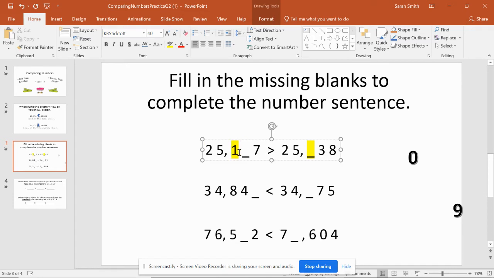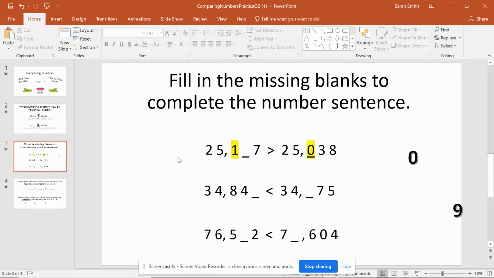We want to keep this number bigger. I know that this digit right here has to be smaller than this digit. Well, the only digit that's smaller than 1 is, you got it, a 0. Okay, so a 0 is what I'm going to put in that spot. So I'm going to go ahead and underline that again. All right, so you guys see that now?